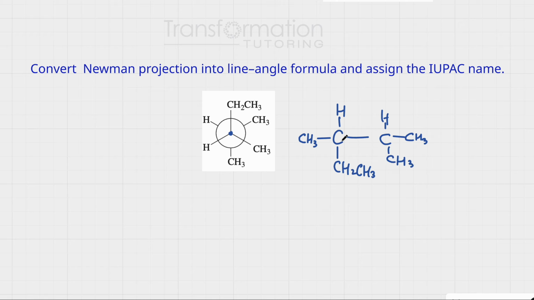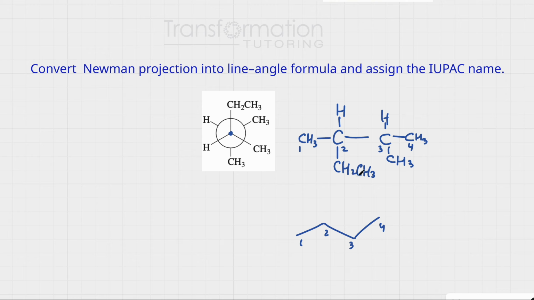And the next thing that we're going to do is we will draw the line angle formula, and in order to do that we will find a carbon chain. So let's say I'm choosing this one, 1, 2, 3, 4, and I'm going to draw a 4 carbon chain, 1, 2, 3, 4, and I'm going to see what is missing that I did not attach to it.